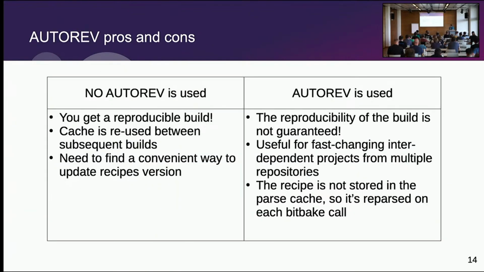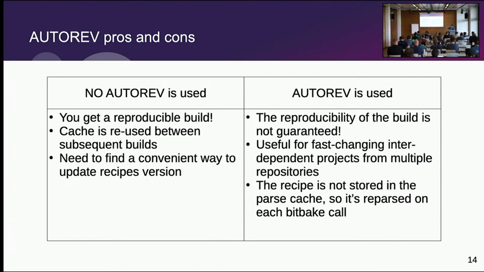So, do we need it or not? So why would you use AUTOREV? Why would you not use it? In the case AUTOREV is not used, the big plus is you get a reproducible build, because you always know what you're building. And on top of that, when you develop in the same workspace, this information is also cached, and the subsequent builds are going to be faster.